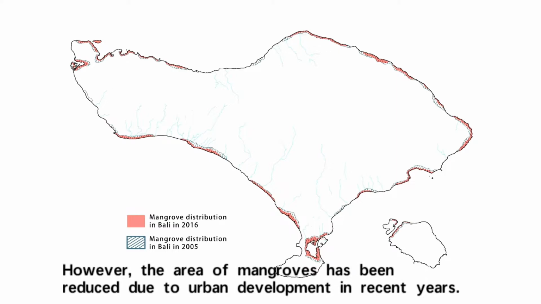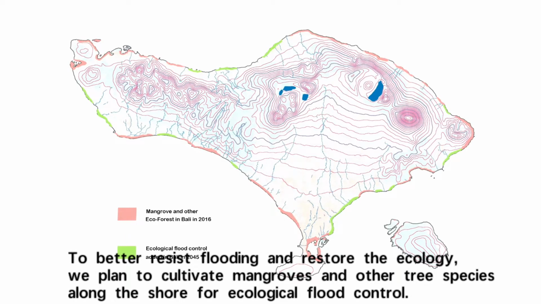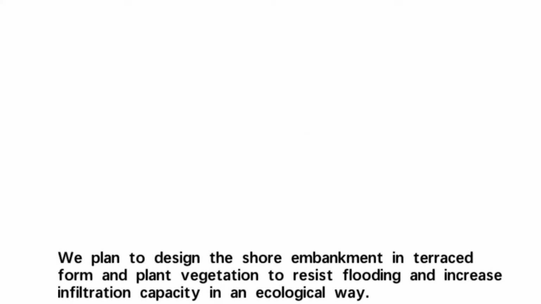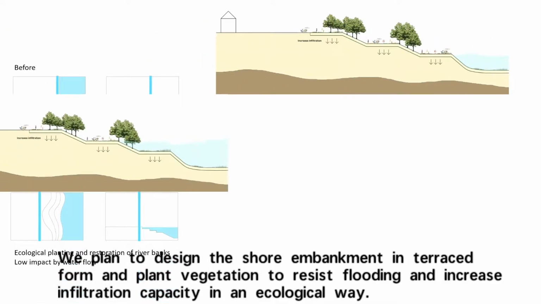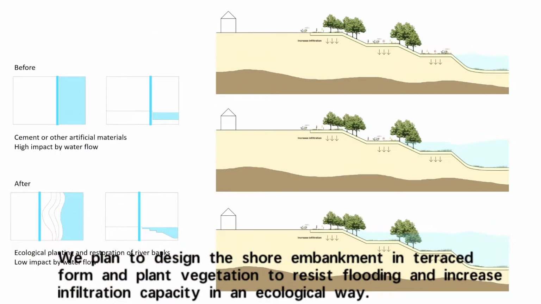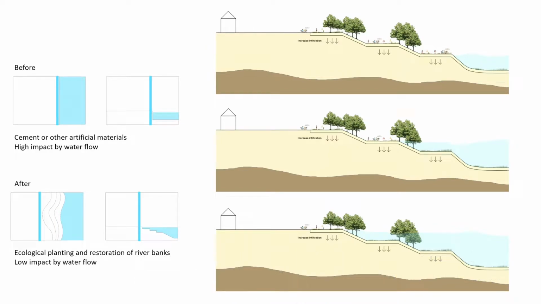However, the area of mangroves has been reduced due to urban development in recent years. To better resist flooding and restore the ecology, we plan to cultivate mangroves and other tree species along the shore for ecological flood control. We plan to design a shore embankment in terraced form and plant vegetation to resist flooding and increase infiltration capacity in an ecological way.